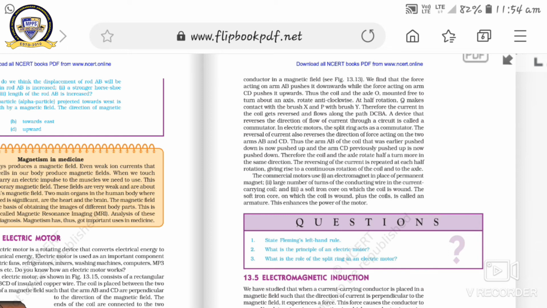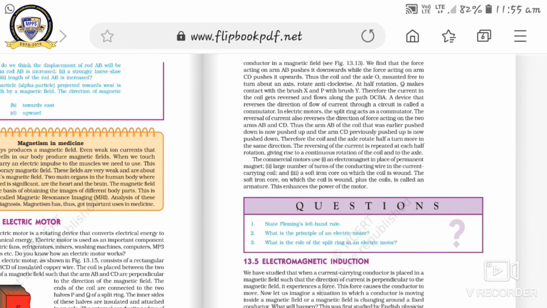The reversal of current also reverses the direction of force acting on the two arms AB and CD. Thus, the arm of the coil that was earlier pushed down is now pushed up, and the arm CD previously pushed up is now pushed down. Therefore, the coil and the axle rotate half a turn more in the same direction. The reversing of the current is repeated at each half rotation, giving rise to the continuous rotation of the coil and the axle.